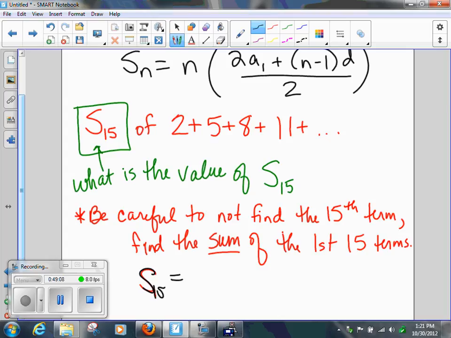And I'm going to have 2 times what? 2 times 2, because that's the first term in my series. Plus, what's my n? 15. Minus 1. What is the difference? The difference is 3.